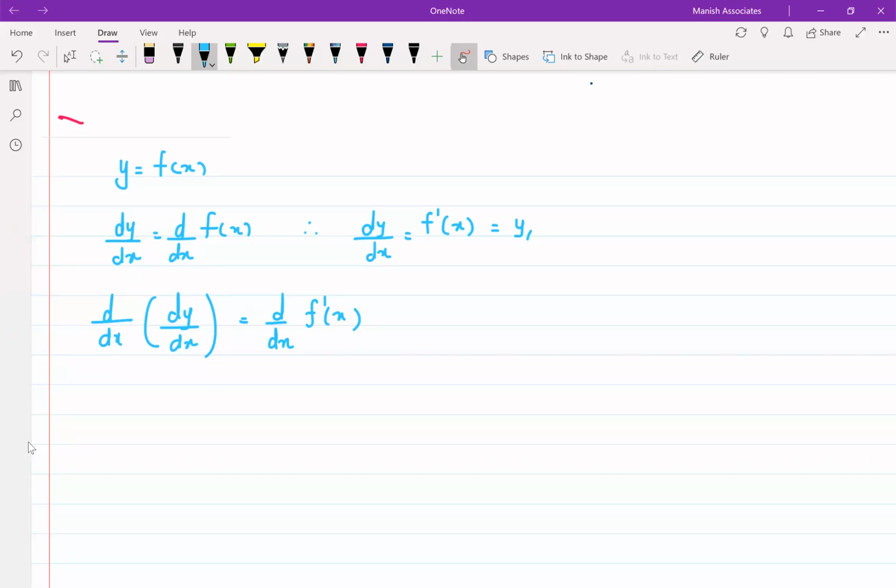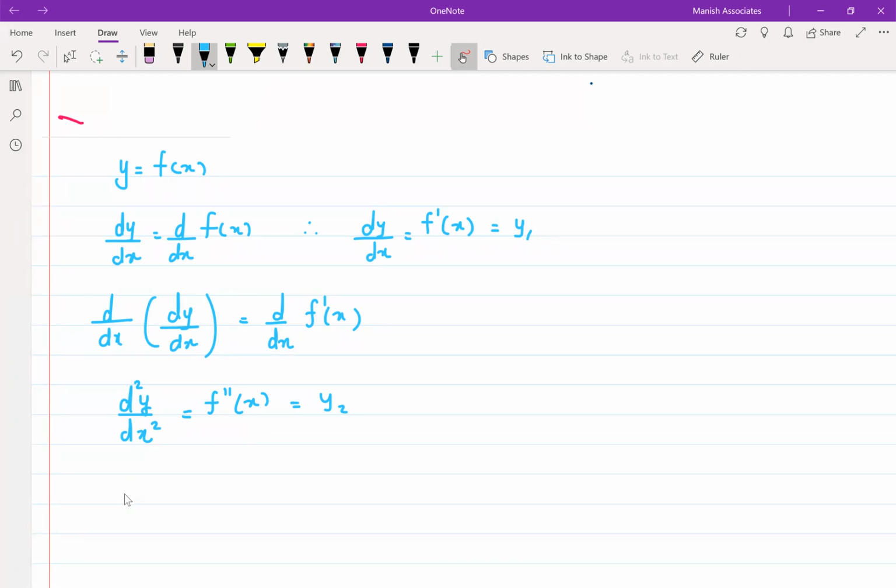When you differentiate once, you call it the first order derivative. When you differentiate 2 times, we call it second order derivative, which is symbolically written as d2y by dx2. Derivative of first order is second order, symbolically written as d2y by dx2. That is equal to f double dash x, which we also call y2. These are just the notations which I want everybody to keep in mind.